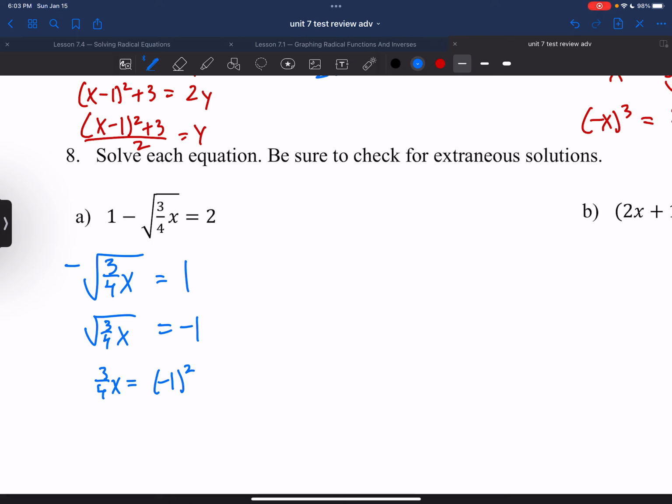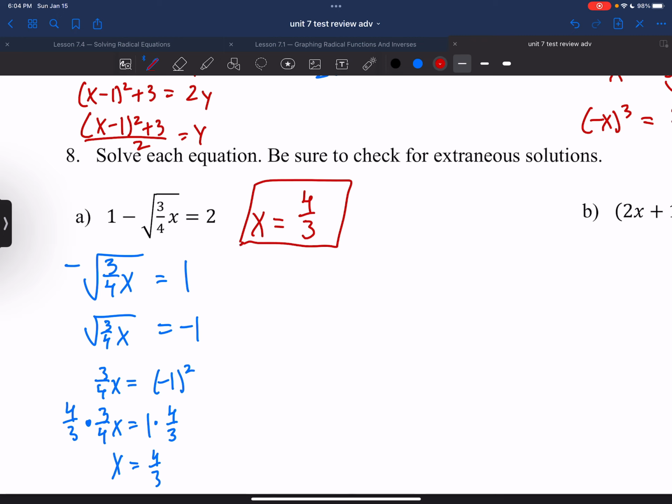Here, we'll do 3/4 x equals 1. And we'll multiply by the reciprocal of the fraction here. We'll multiply by 4/3 on both sides. That way we get x equals 1 times 4/3, which is 4/3. Okay, so does x equal 4/3? We want to check for extraneous, right?